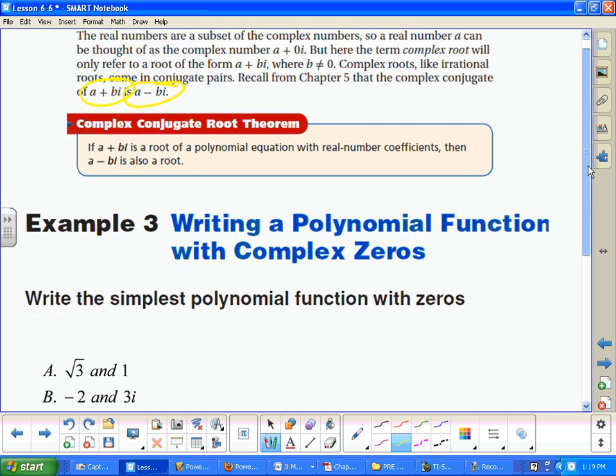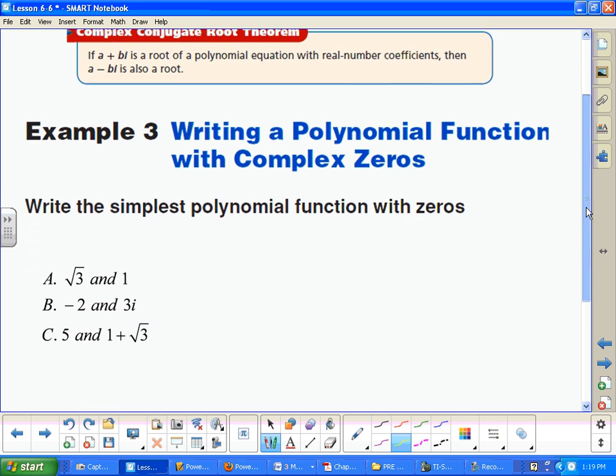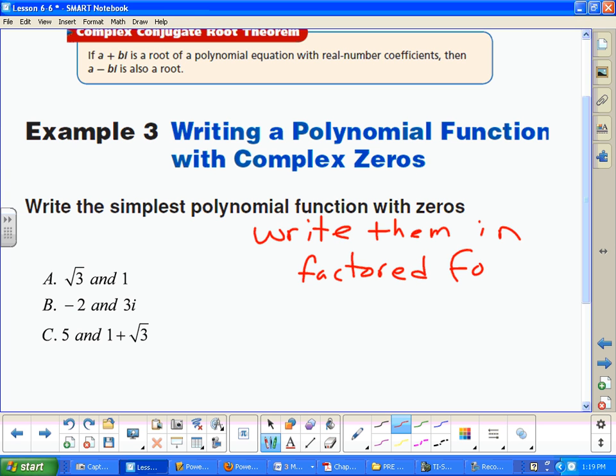Okay. So what we're going to do with these is write them in factored form. I am not going to make you do the multiplication. Okay, it gets a little tricky, and so I just want to make this part simple for you. If you want to do the multiplication with it, then you're more than welcome to.